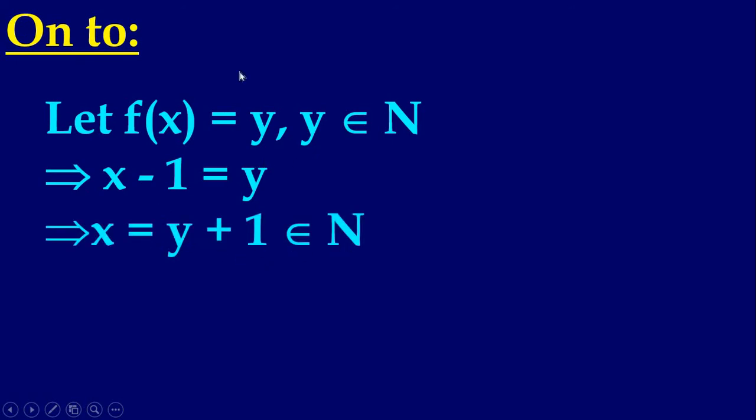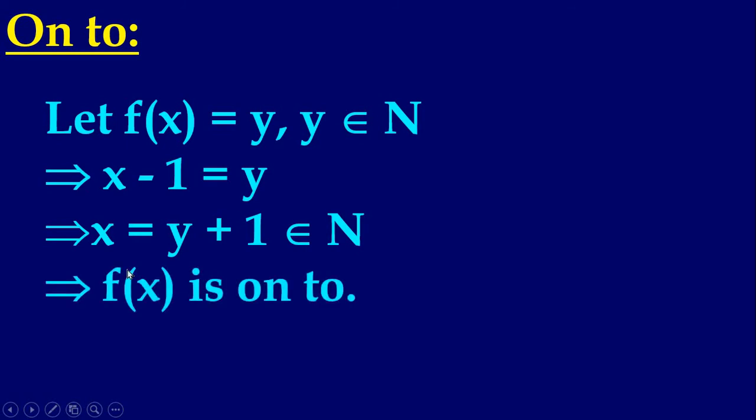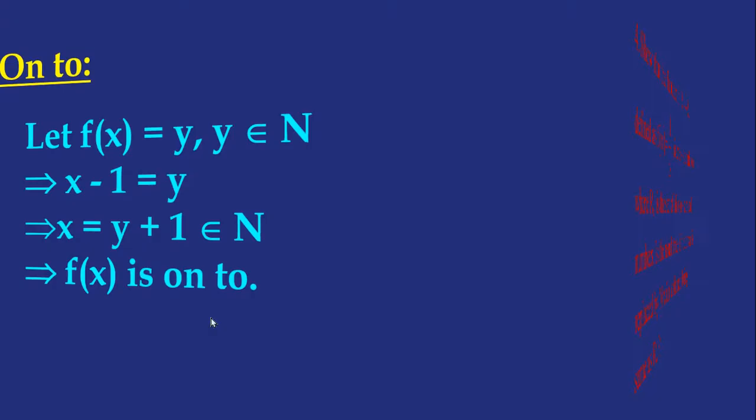You take any element, for that a pre-image exists. So therefore this function is onto. Now here all the elements of the codomain are images. So therefore this function is onto. So therefore this function is not 1-1 but it is onto.